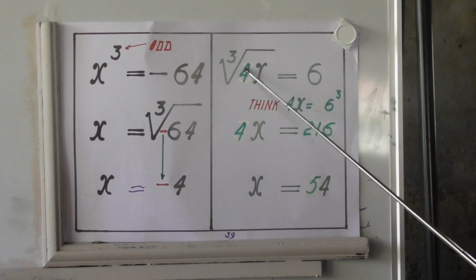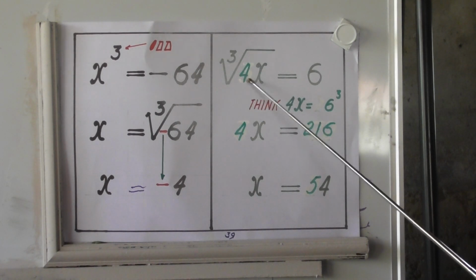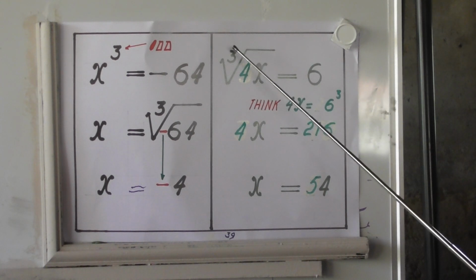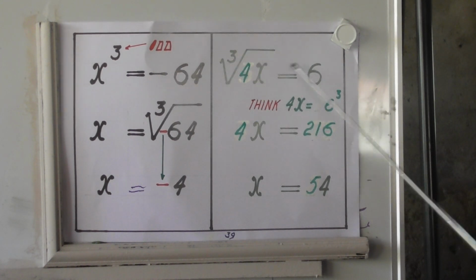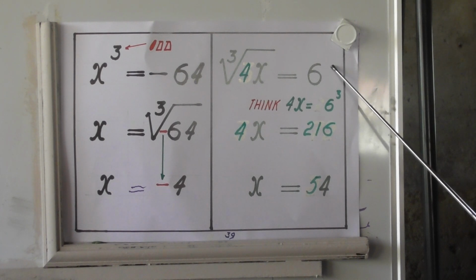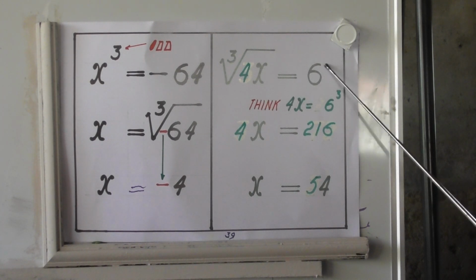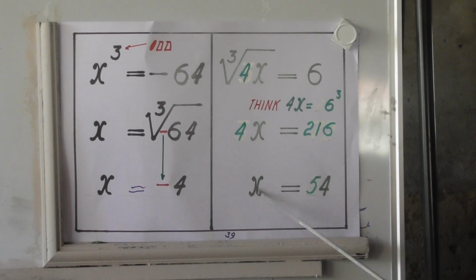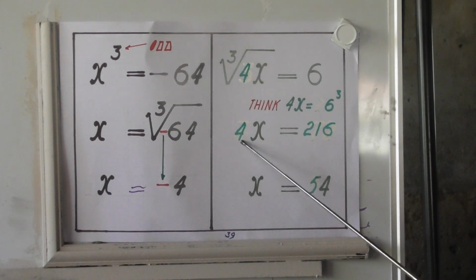I changed the 3 into a 4. The cube root of 4x is 6. So you have to think that 4x is 6 cubed. The opposite of cube root is cube, which is 6 times 6 times 6. That happens to be 216. So x is 216 divided by 4, which is 54.